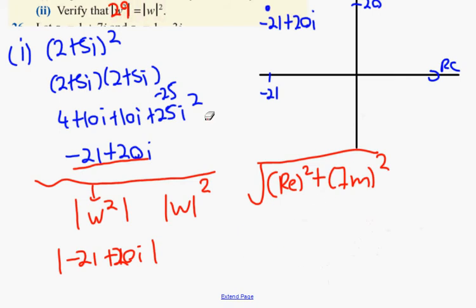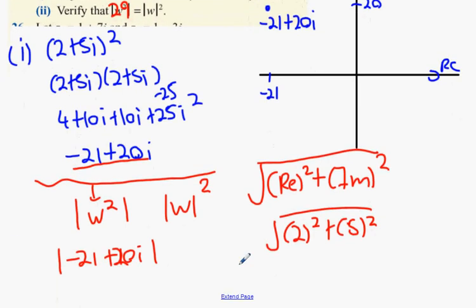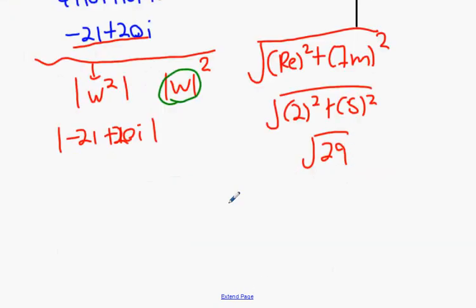Now W, it says up the top, is 2 plus 5i. It's going to be the square root of 2 squared plus 5 squared, and that in turn is the square root of 29 when you put it in the calculator. Now, what do you need to do after you get that? We've done this part here. Now, what's outside it? Squared. So the length of W, squared, is going to be 29. And we already know that the other one is 29 as well.